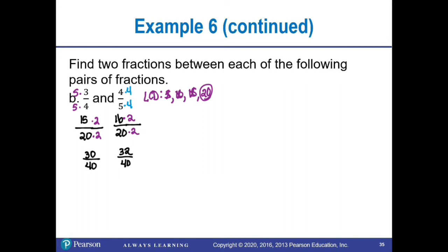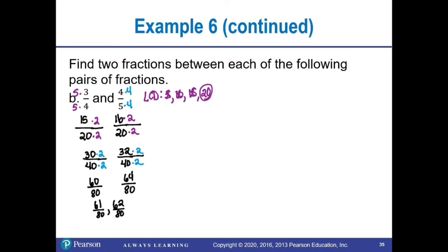But notice my directions ask me to find two fractions. So I'm going to double denominators again. And if I double the denominators, I also have to double the numerators. 30 times 2 is 60, and 40 times 2 is 80. 32 times 2 is 64, and 40 times 2 is 80. Now I can find two fractions between my given two fractions. 61 over 80 would be between my two fractions, as well as 62 over 80.